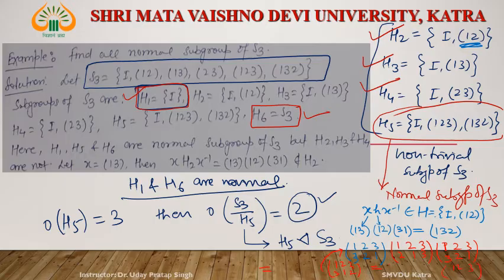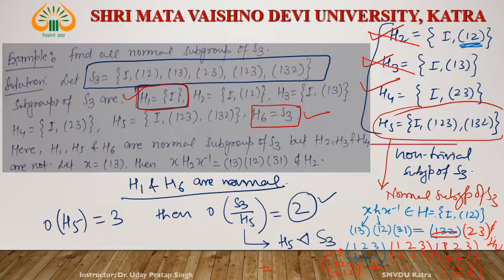And solve this. The image of 1 is 3, 3 is 1. The image of 2 is 1, and 1 is 3. And the image of 3 is 2, and 2 is 2. Then this is equal to (2 3). Sorry, it is equal to (2 3). But (2 3) does not belong to H2. Hence H2 is not normal.